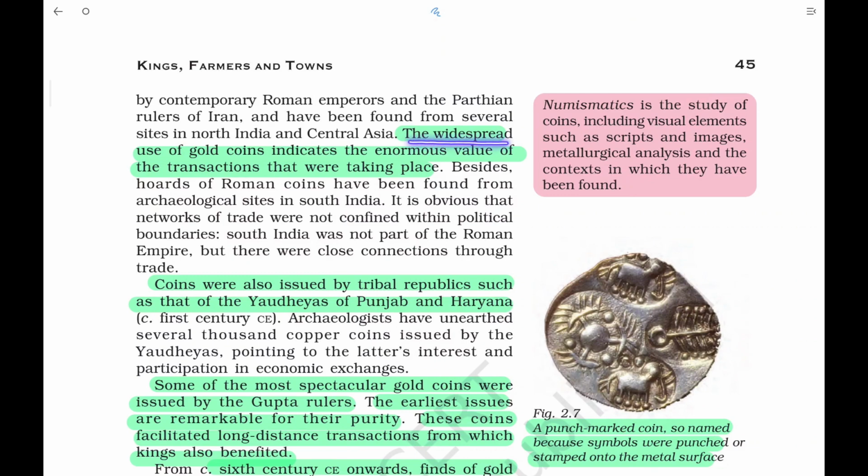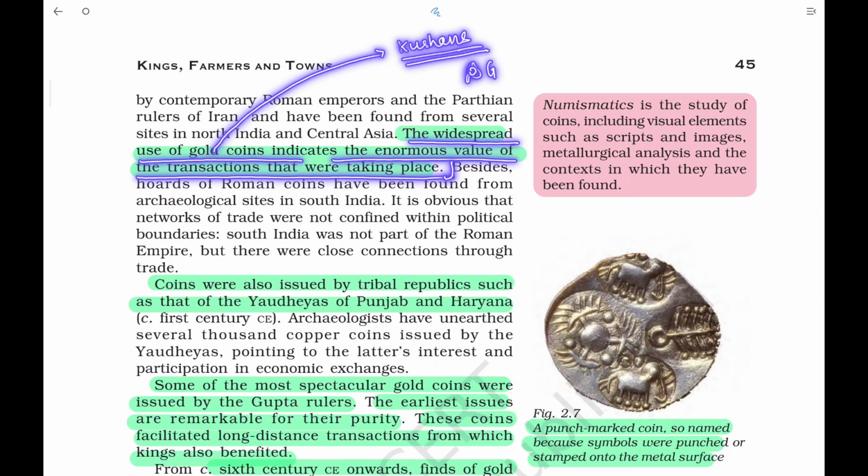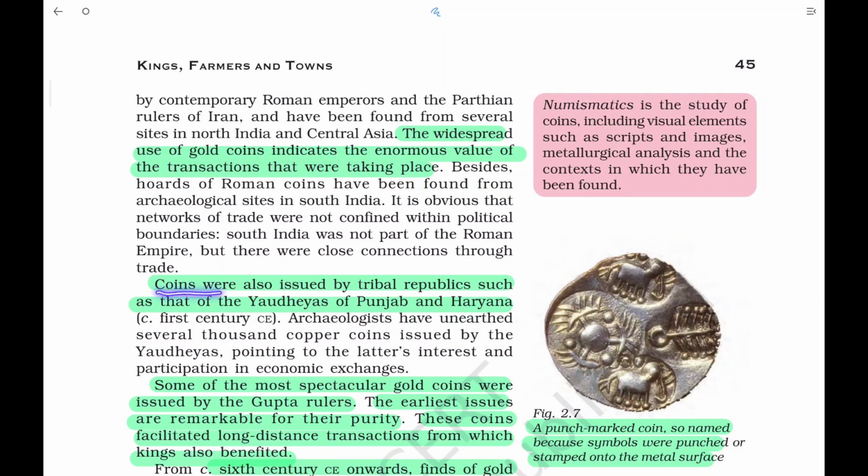Now, the widespread use of gold coins indicates the enormous value of the transactions that were taking place. We have now seen that the gold coins were prominently used by the Kushans. The largest number of gold coins were issued by the Kushans, whereas if we talk about the Gupta era, then dinars were the gold coins that were issued by the Gupta Empire. Coins were also issued by the tribal republics such as that of the Yaudheyas of Punjab and Haryana.